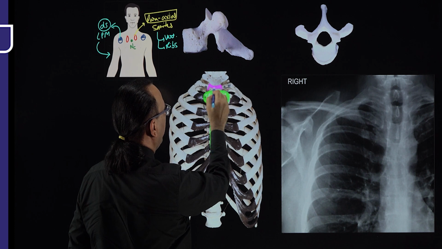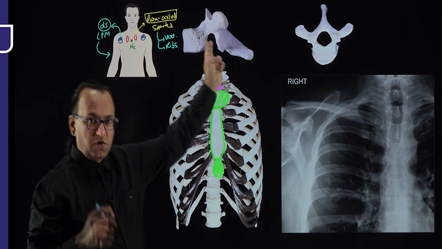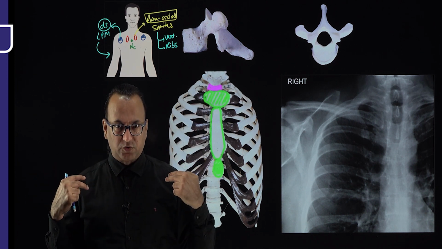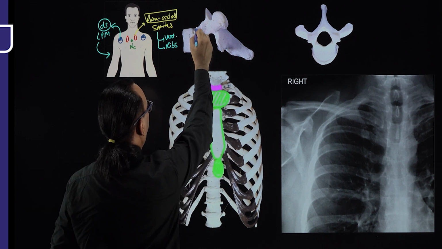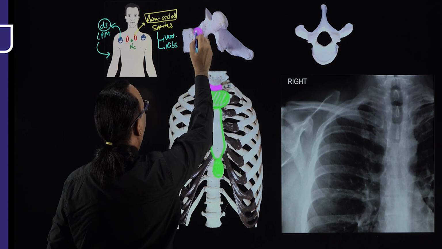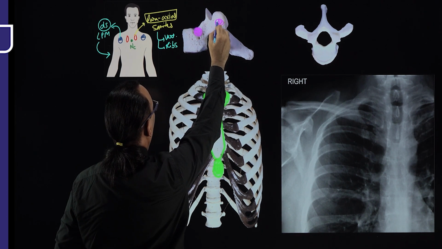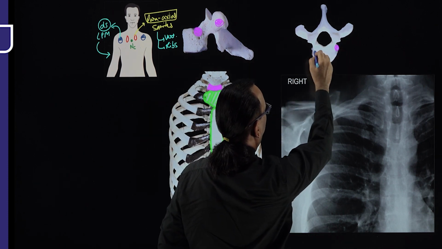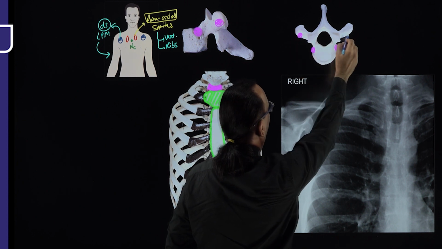Now thoracic vertebra are identified by the fact that they are going to have costal facets. The ribs, called costa, are attaching to the vertebra. So the vertebra will have costal facets. You will find that there are costal facets on the body of the thoracic vertebra and also on the transverse process of the thoracic vertebra.